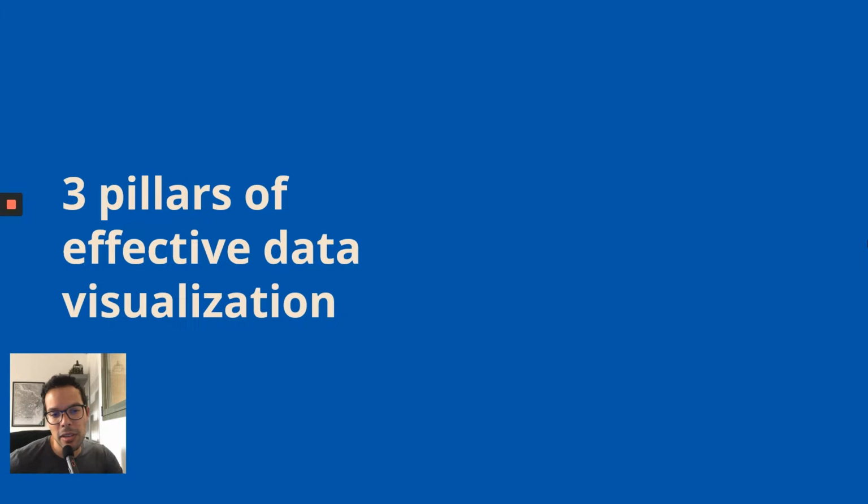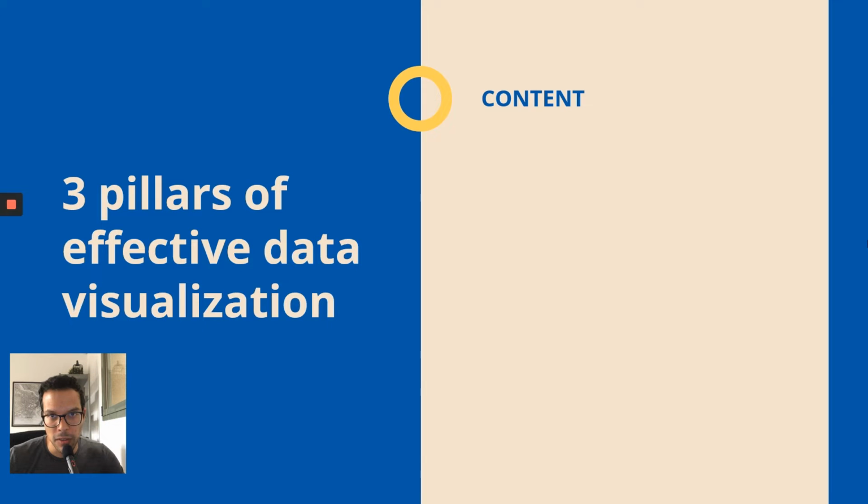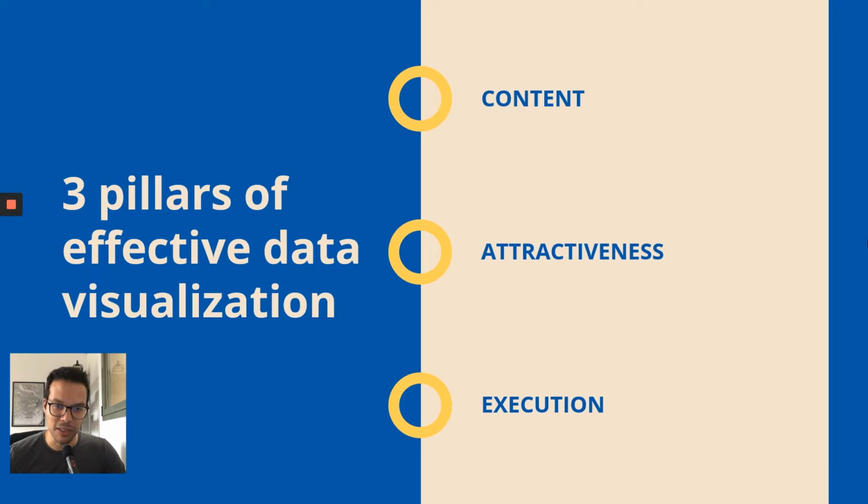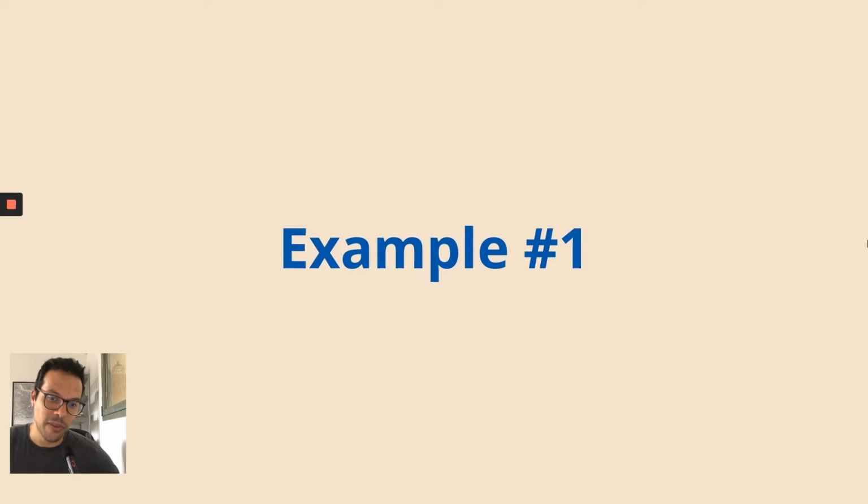Again, we have to talk about the three main pillars of effective data visualization because that's what we're going to be talking about today. These are content, which is your data, effectiveness, which is making it beautiful, and execution, which is making it. And we're going to go through two examples. This is the first one.